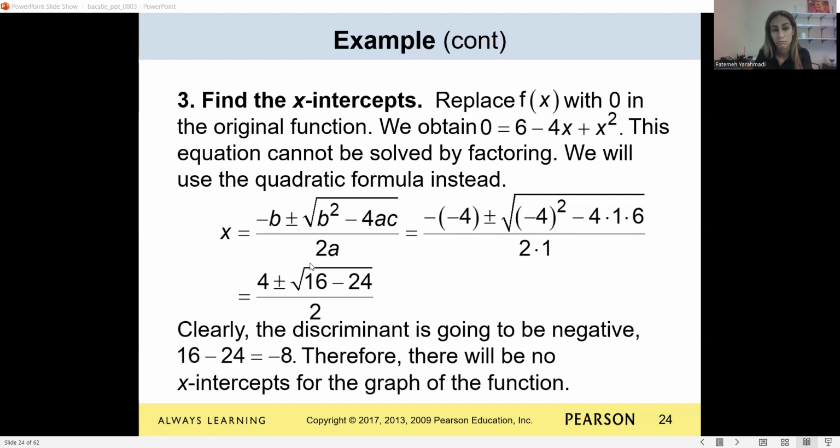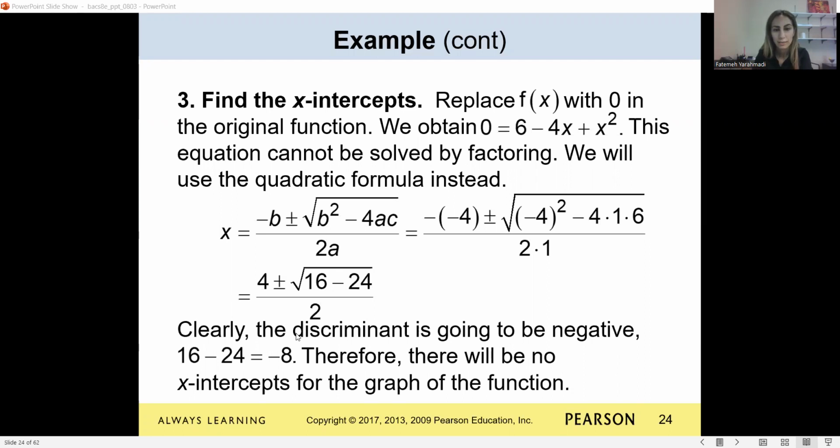Well, we try to solve it. 4 plus or minus the square root of 16 minus 24. We have a negative number inside the radical. We have a complex solution. But what's the meaning of a complex solution? It means that there is no intersection with the x-axis. As long as you have an imaginary number here, it means that there is no intersection with the x-axis.